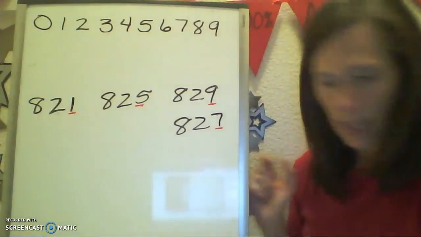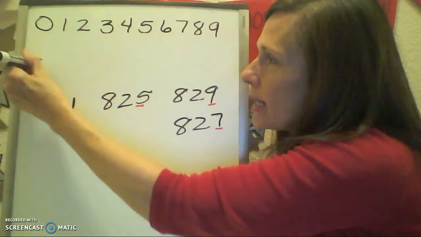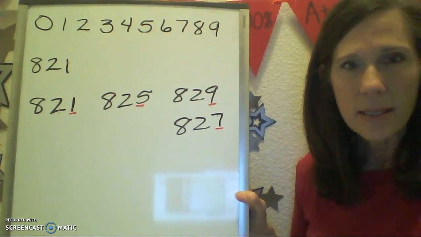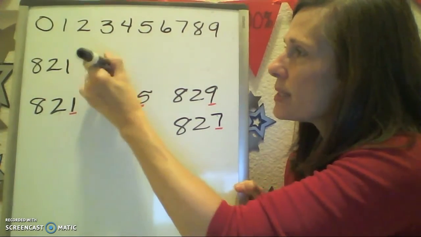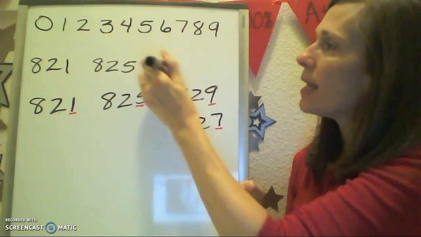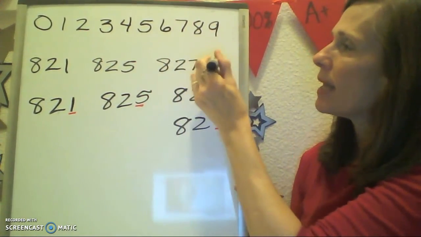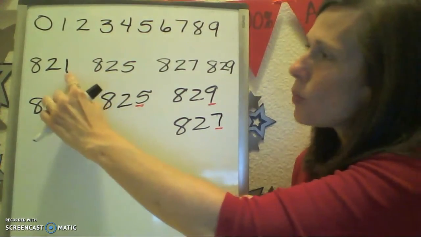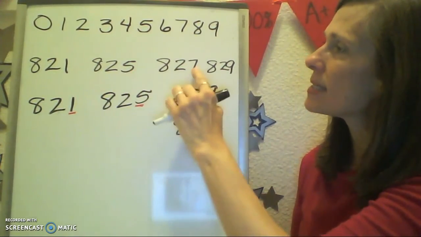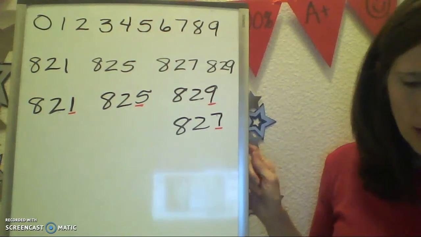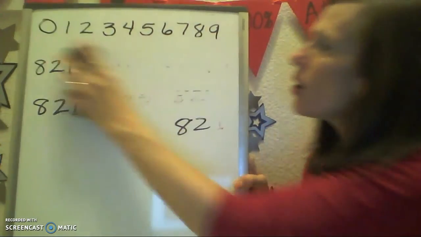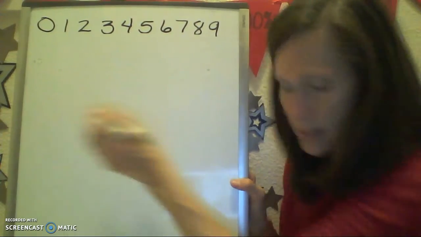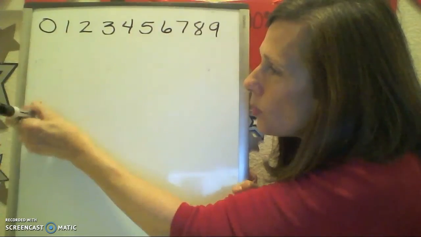So the first one is 821. I bet you know which one is next. 825, 827, and 829, right? 1, 2, 3, 4, 5, 6, 7, 8, 9. All right, well, let's make it a little harder. Let's move up into the thousands place. Here we go.